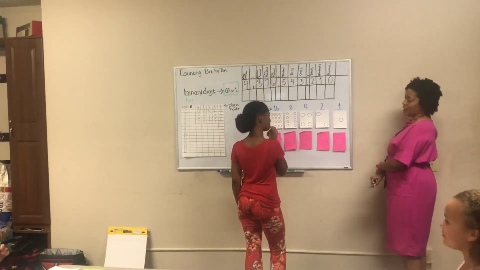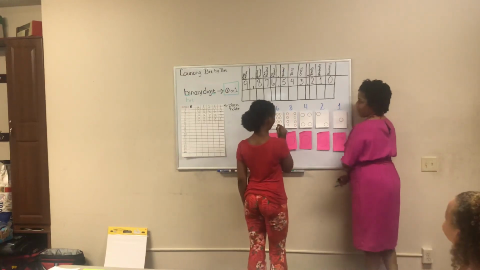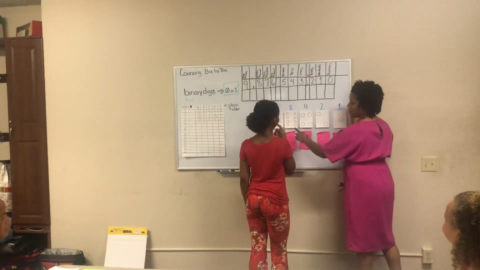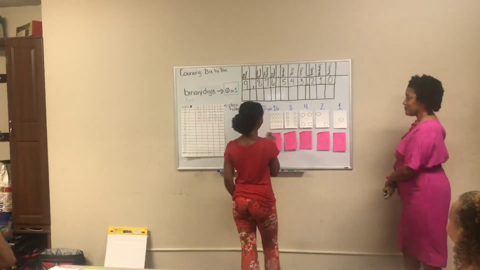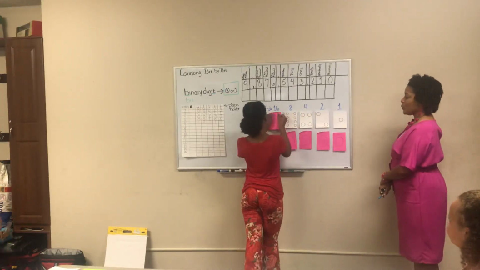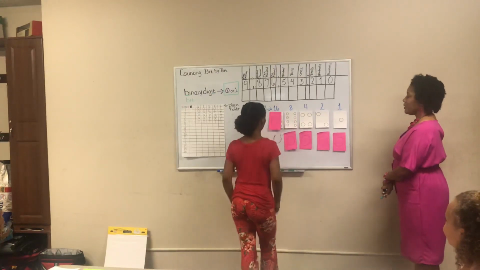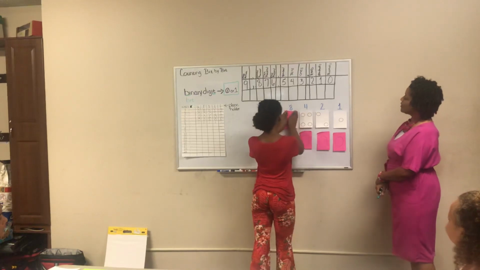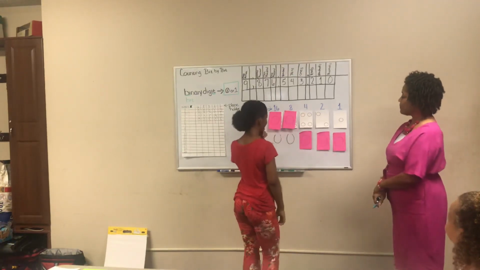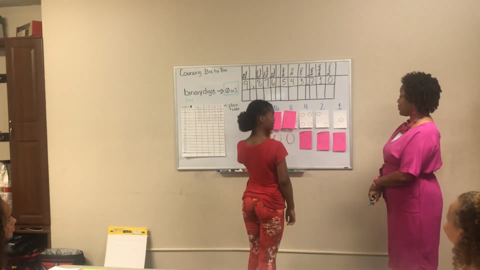What do you know we're not going to use? We know you're not going to use what? 16. Okay, so we need to cover that one up. What else we're not going to use? 8. Very good. All right, so what are we left with? 4, 2, 1.